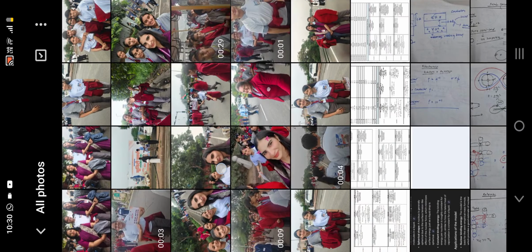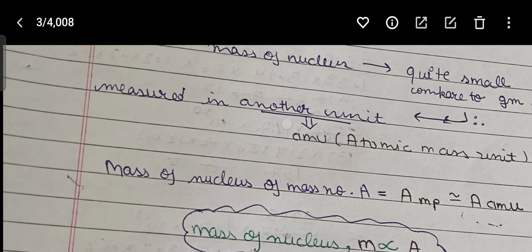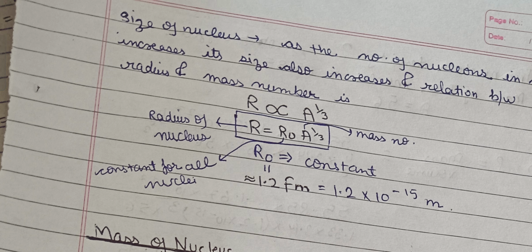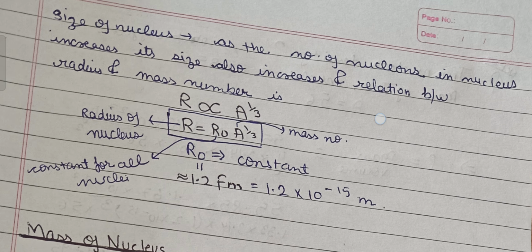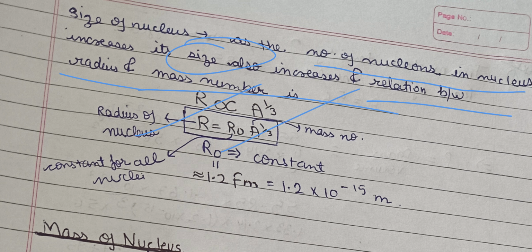Size of nucleus, as the number of nucleons in nucleus increases, as the number of nucleons बढ़ते हैं nucleus के अंदर, number of nucleons यानी neutrons plus protons, तो उसका size भी बढ़ता है. And relation जो है between radius and mass number is this, because size बढ़ रहा है जैसे जैसे mass number बढ़ रहा है, that is number of nucleons बढ़ रहा है.